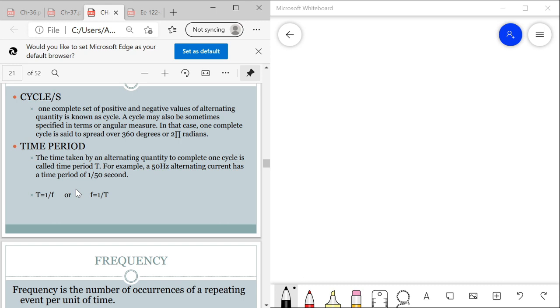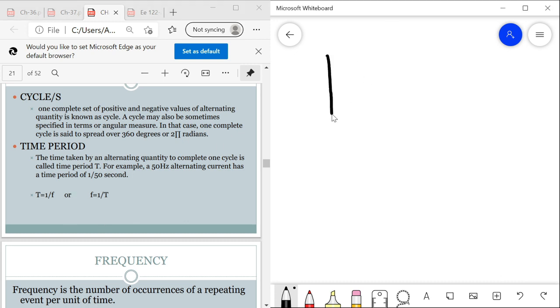Cycle. One complete set of positive and negative values of an alternating quantity is known as a cycle. A cycle can also sometimes be specified in terms of angular measure. In that case, one complete cycle is said to spread over 360 degrees or 2 pi radians.